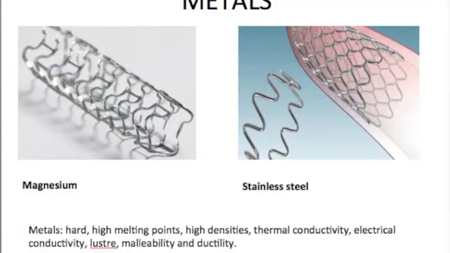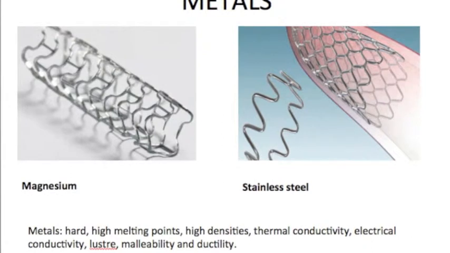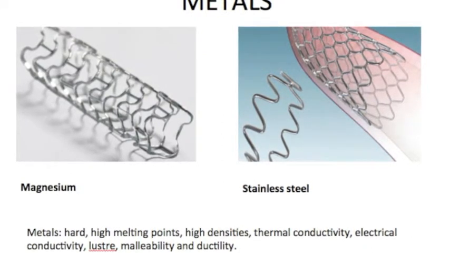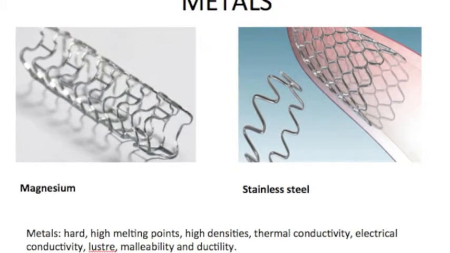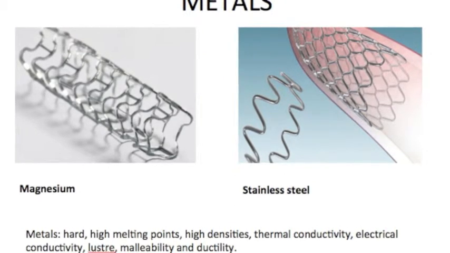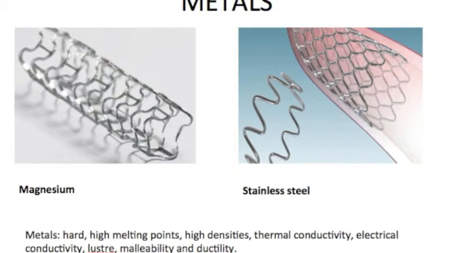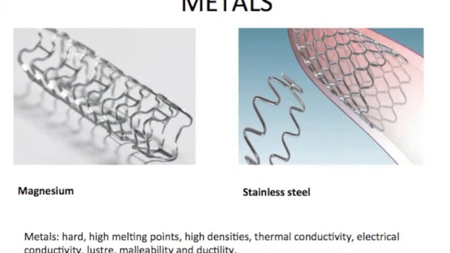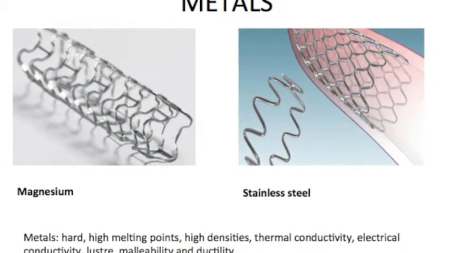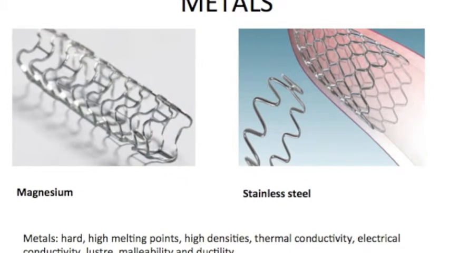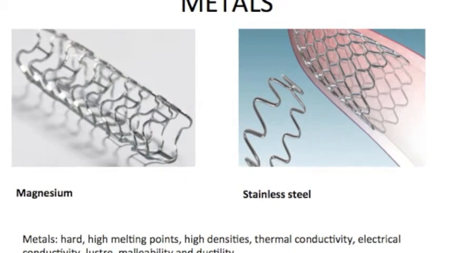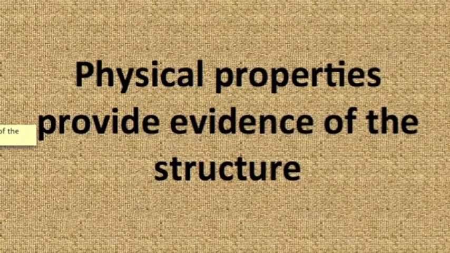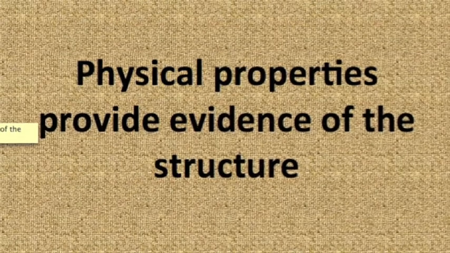The first topic or scientific concept that we're going to cover is metals. Linking back to the stents, as you can see on the left, we have the magnesium stent, which is going to be coated in the ionic liquid. On the right-hand side is the stainless steel stent. This is what's currently being used. Both metals are hard, have high melting points, high densities, thermal conductivity, electrical conductivity, luster, malleability, and ductility. The following slides all show how physical properties of metals provide evidence of the structure.